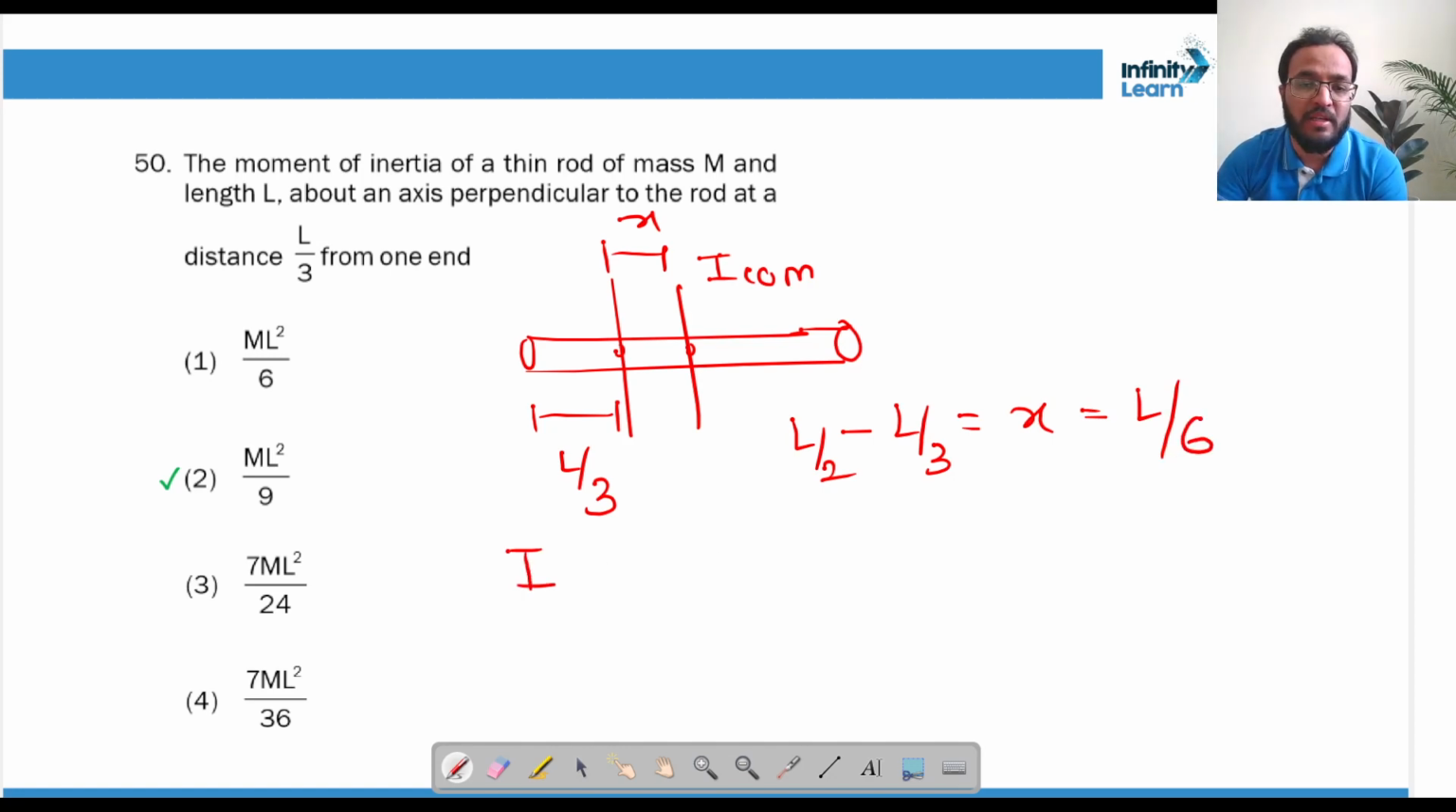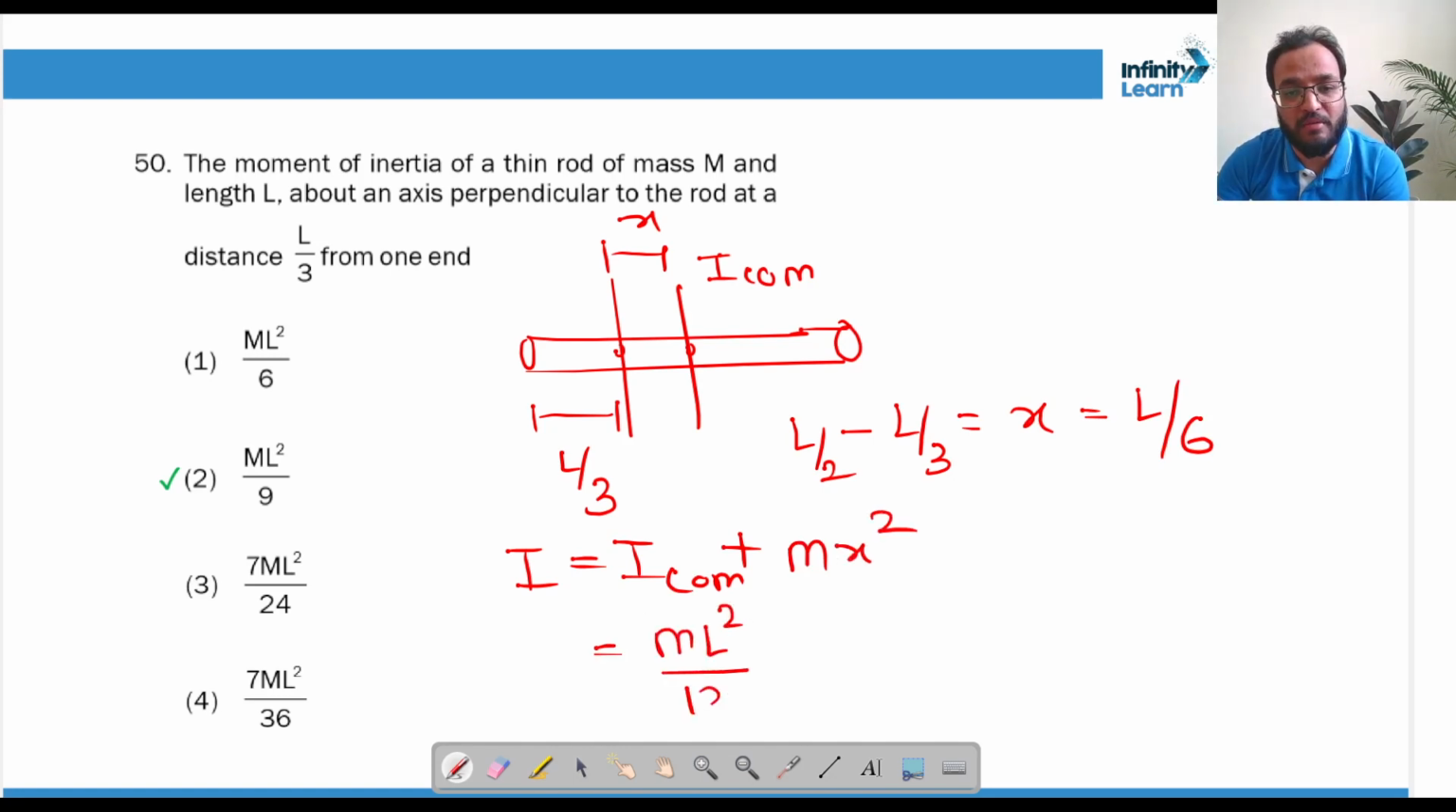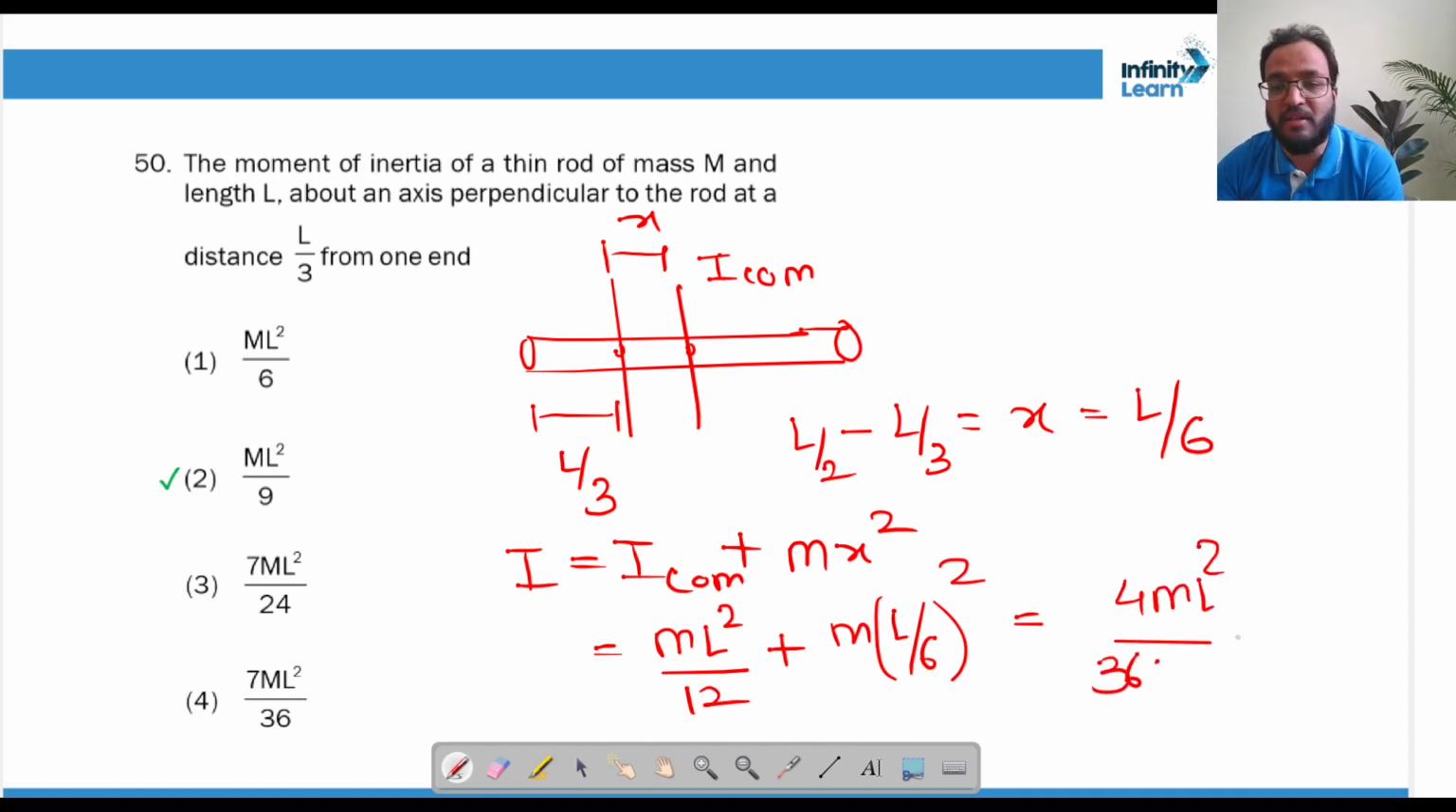So, you will say I is equals to using parallel axis theorem. Simply, what is ICOM? It is ML square by 12 plus M into L by 6 whole square, ML square by 36. So 4 ML square by 36. So it is ML square by 9. Got it? That's all for today.